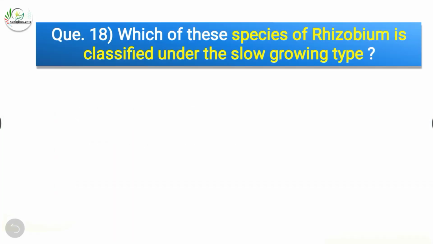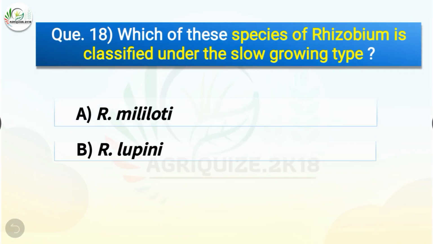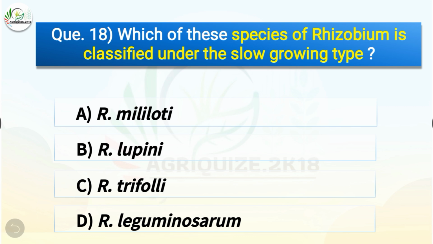Question number 18. Which of these species of Rhizobium is classified under the slow-growing type? The options are Rhizobium meliloti, Rhizobium lupini, Rhizobium trifolii, or Rhizobium leguminosarum. The correct answer is option B, Rhizobium lupini. So, R. lupini is the species of Rhizobium which is classified under the slow-growing type.